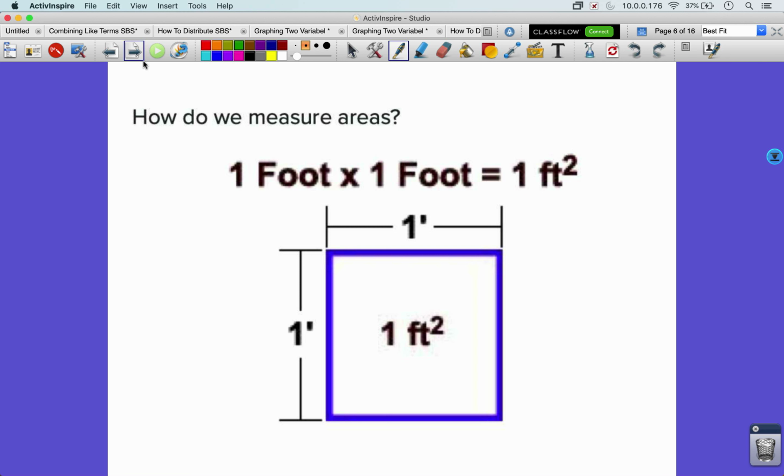All right, hopefully we're feeling good about perimeter. Now let's talk about area. So how do we measure areas? Depending on the unit of the side lengths, we're going to measure it in how many square units it would take to completely cover the shape. So if we're measuring in feet, we're going to measure the area by how many square feet it would take to completely cover the shape.